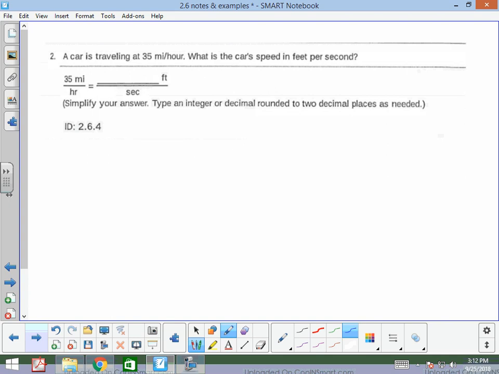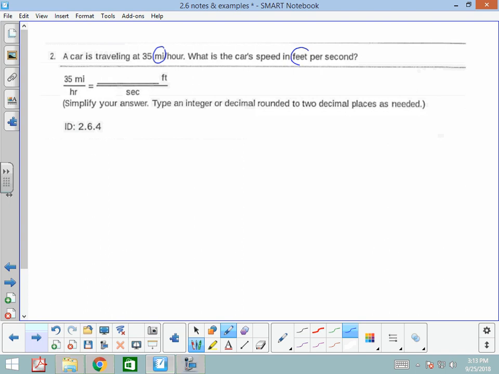Number 2. Let's look at some conversion factors. A car is traveling at 35 miles per hour. What is the car's speed in feet per second? Notice that miles is first, and we're converting miles to feet, which is first. Then we're going to do hours, which is second, and convert it to seconds, which is second. This is the way we're going to write these: 35 miles per hour. I just copied this to here.